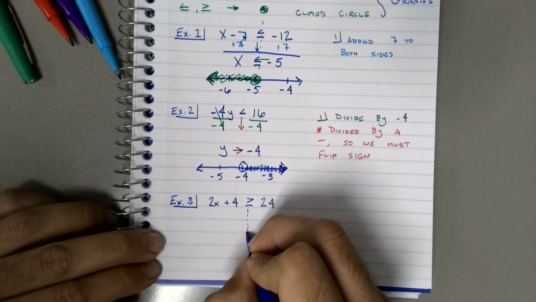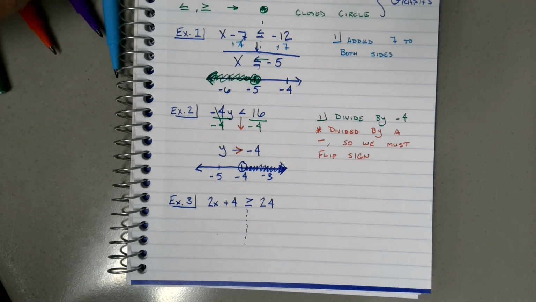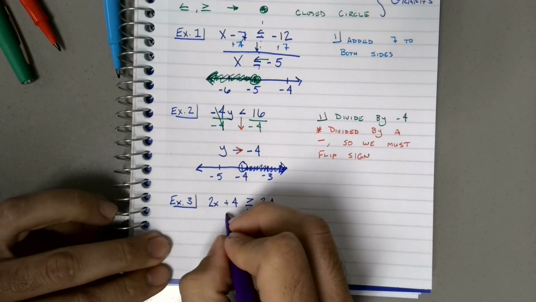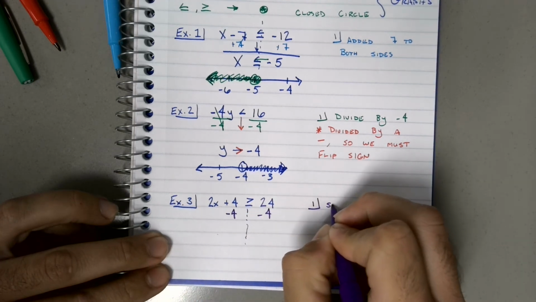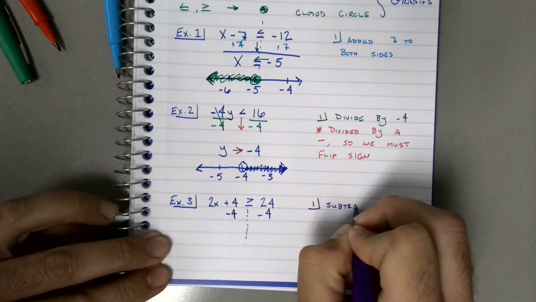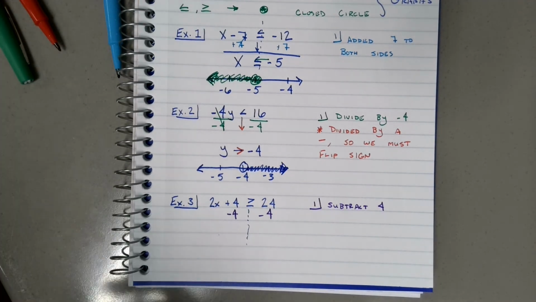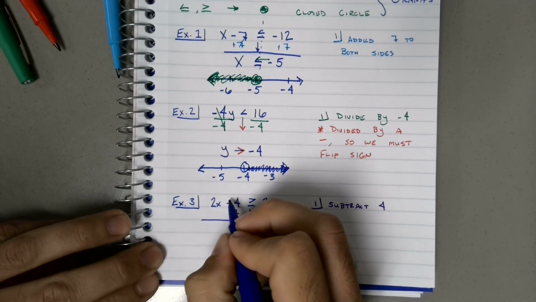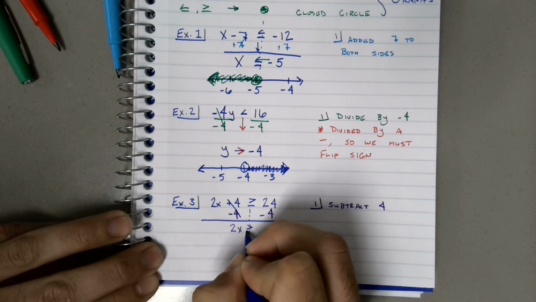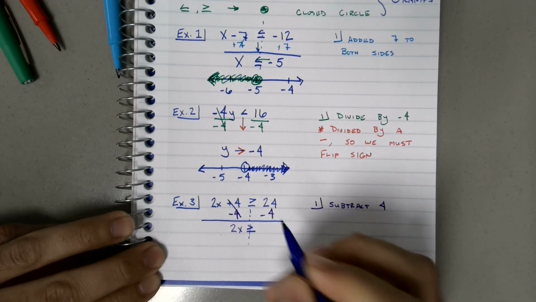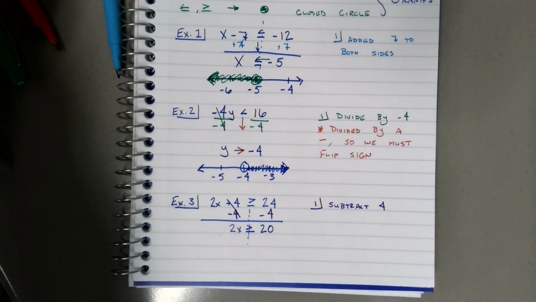Now if you need to draw your line here, you can. So the first thing I'm going to do here, I'm going to subtract 4 from both sides, just like we would with an equation. All right, and we do that. Those cancel. All we're left with is 2x. Bring your sign down. Don't bring down an equal sign. Bring the sign that's there down. Okay, 2x is greater than or equal to 20.